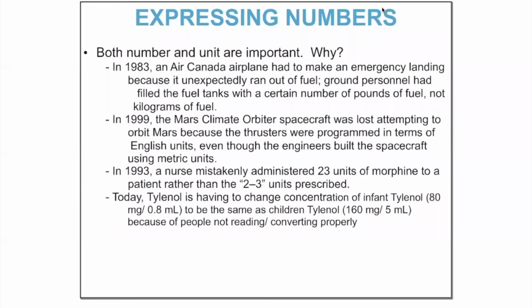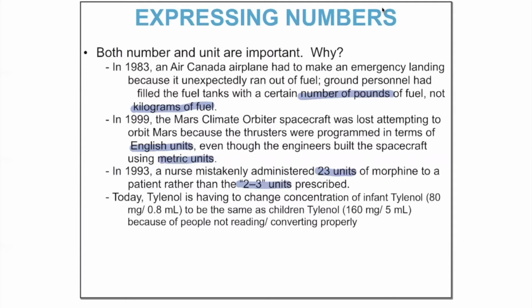On this slide, it just shows 4 examples where errors in units created quite big problems. In 1983, Air Canada had to make an emergency landing because the fuel tanks were calculated in pounds instead of kilograms. In 1999, a Mars spacecraft was lost attempting to orbit Mars because one group did their calculations in English units and the other had used metric units. In 1993, a nurse accidentally gave 23 units of morphine to a patient rather than 2 to 3 units. And so we have to make sure we know where the decimal place is.